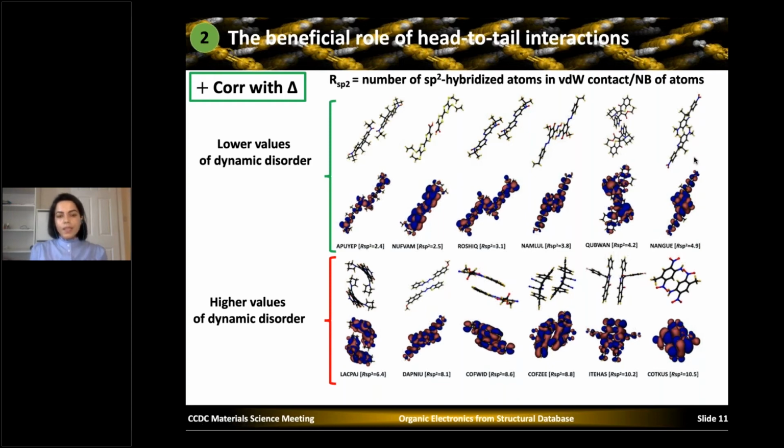The reason is that in this molecular configuration, the molecular orbitals overlap through the region of orbitals where there aren't many nodes. So this observation is quite counterintuitive because this field has tried for years to increase the number of pi-pi stacking, and now our results are showing that actually minimizing the pi-pi stacking is suitable for decreasing the dynamic disorder.